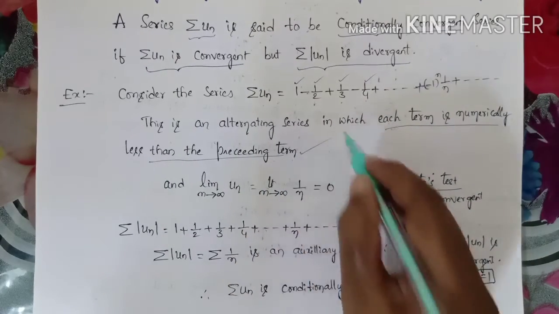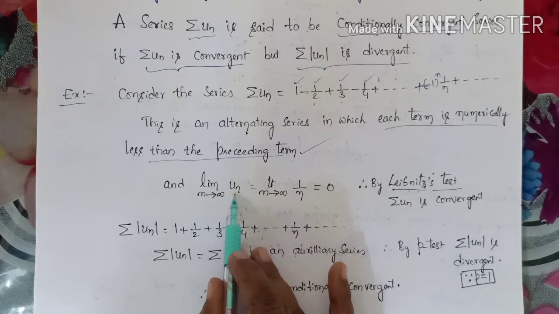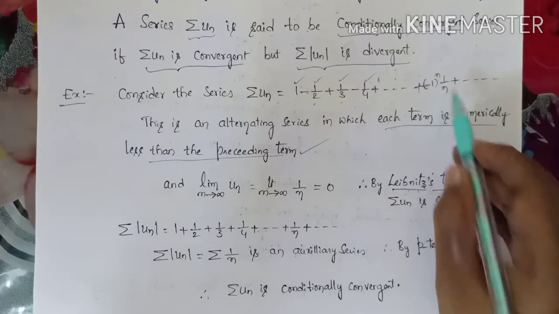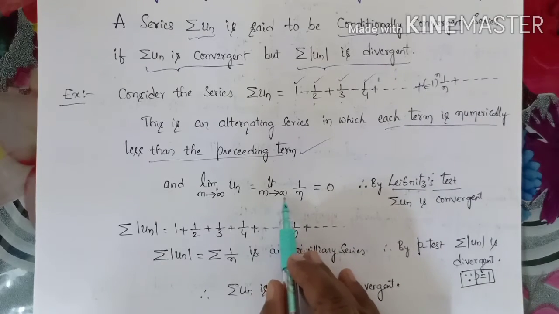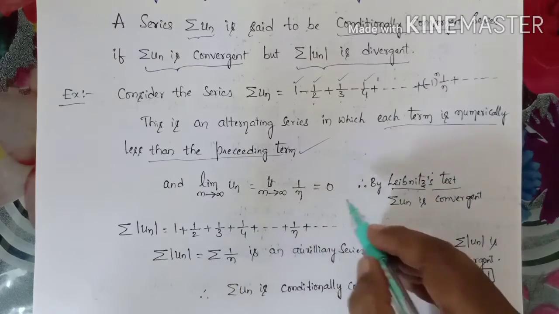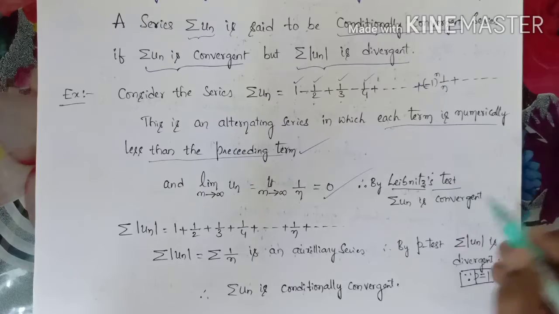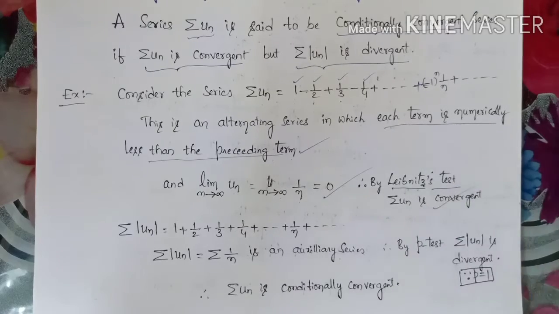First condition is satisfied. Now the second condition, limit n tends to infinity un. Here the nth term is 1 by n. As n tends to infinity, 1 by n tends to 0. Therefore, limit un is 0. Second condition is also satisfied. Therefore, by Leibniz test, sigma un is convergent.